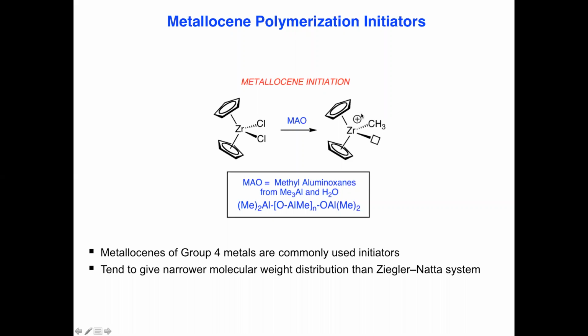These metallocenes are often preferred because they give much narrower molecular weight distribution. This is another important property of polymers. For many applications, you don't want a polymer with a wide variation of molecular weights in your polymer chain. You usually want a very narrow distribution. You want most of your polymers to be about the same molecular weight. That tends to lead to favorable physical properties. And so these metallocene catalysts can often give much narrower molecular weight distributions compared to the classic Ziegler-Natta type catalyst system.